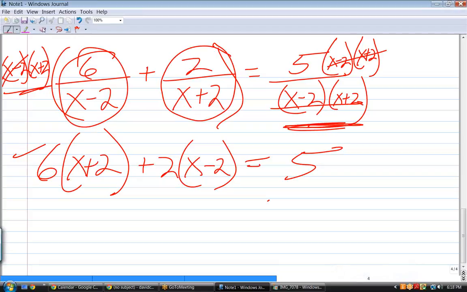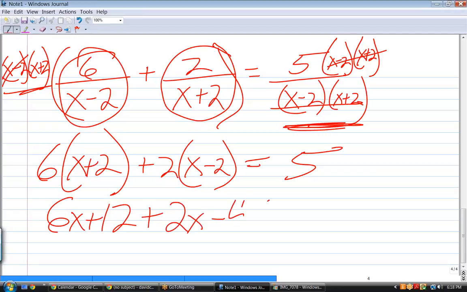Okay, now the rest of it, what's the next step? So it would be... Always remember those two steps. That's almost always the first two things you want to do on any equation. Get rid of denominators, get rid of parentheses. Right. So then it would become 6x plus 12 plus 2x minus 4 equals 5. Okay. Gather all your x's on one side, all your numbers on another.